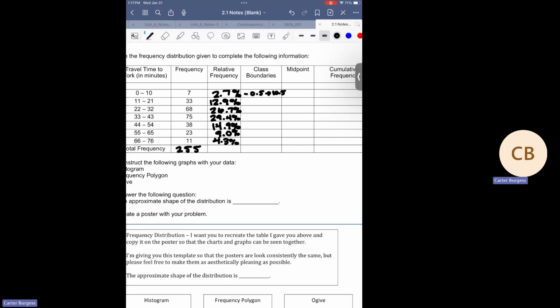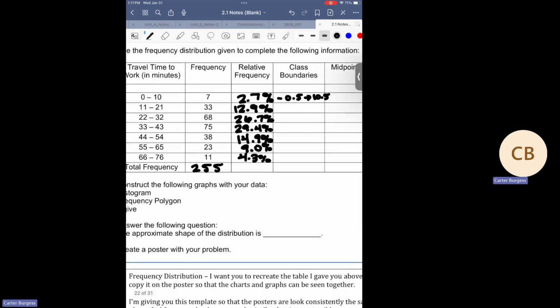So for instance, looking from 11 to 21, what is the lower bound for things that would fit into our second bucket? 10.5. And what would the upper bound be for things that we would fit in our second bucket? 21.5.